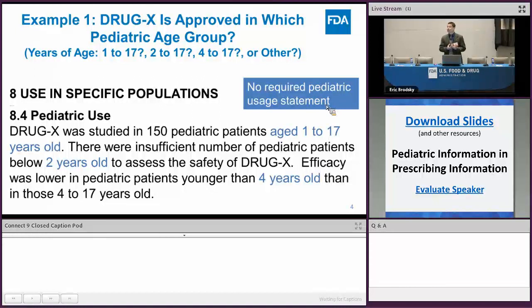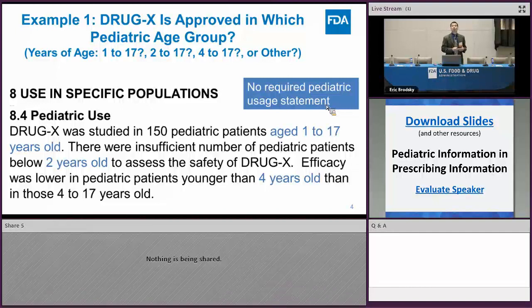The first sentence in this fictitious example is a data sentence. It's a fact that 150 pediatric patients were studied, but it doesn't tell you anything about whether safety and effectiveness was established. So here, it's not clear whether safety and effectiveness was established in pediatric patients age 1 to 17, 2 to 17, 4 to 17, or another pediatric age group.